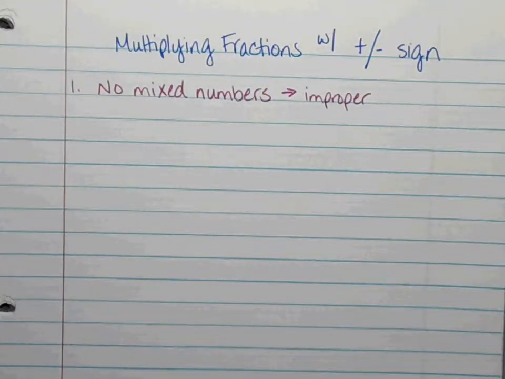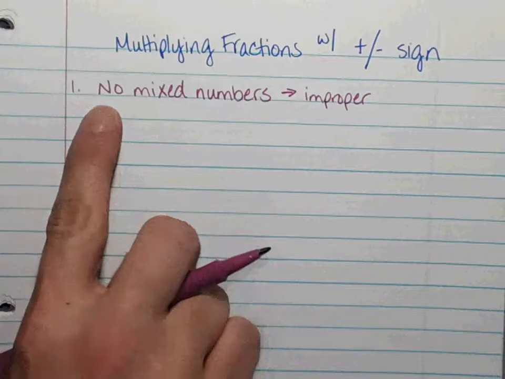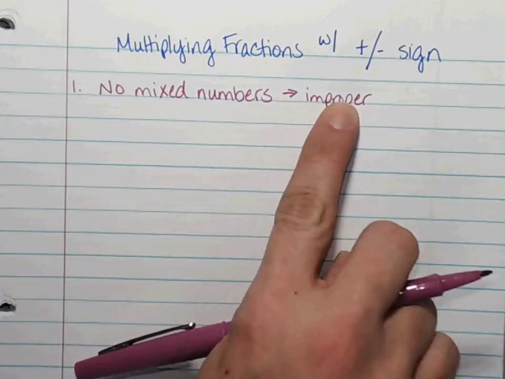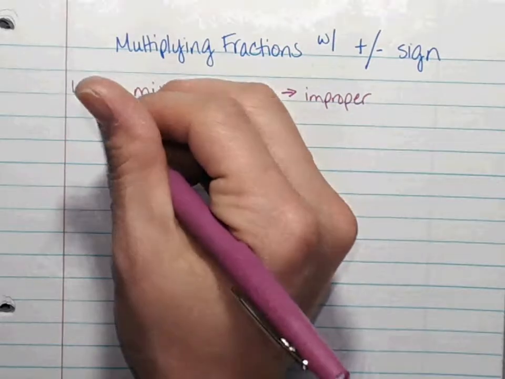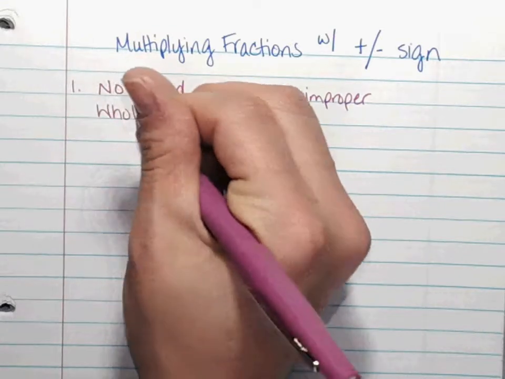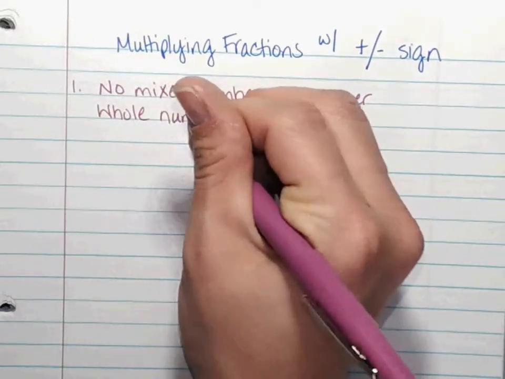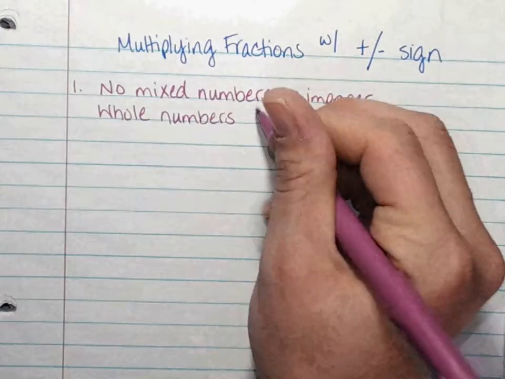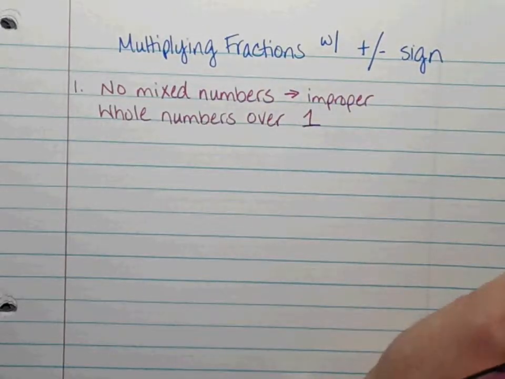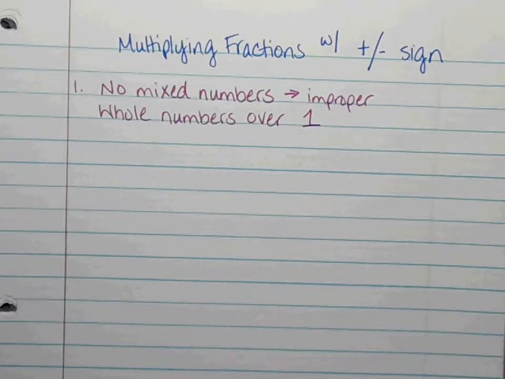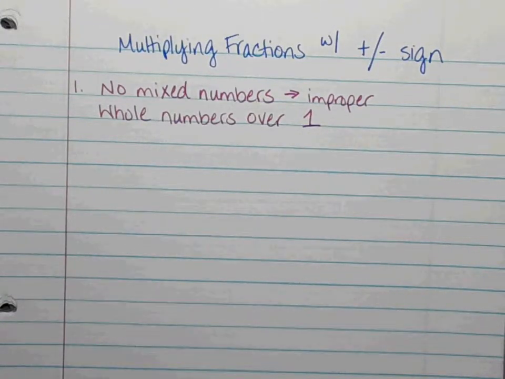Basically, step one is to set it up. So we can't have mixed numbers, they need to be improper fractions. And then if it's a plain whole number, like 4, whole numbers are over 1. Whole numbers go over 1.